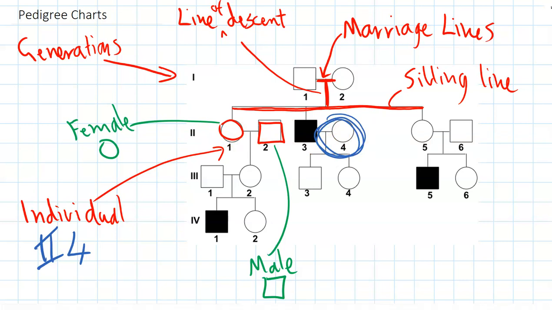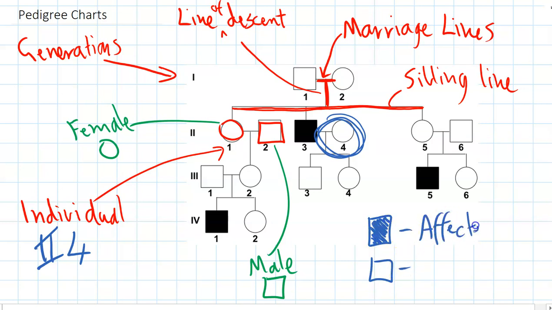Then we've got, have you coloured in the shape or is it just left blank? If it's coloured in, that means that person is affected by the trait that we're looking at. So usually it's a disease, so it might be Huntington's disease. So in this family, we've got this person, this person, and this person, and they're all affected by Huntington's disease, whereas everyone else are unaffected.